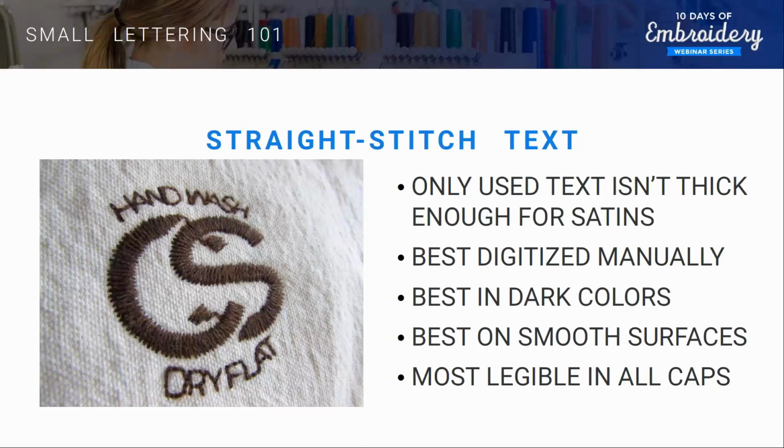Once again, best on smooth surfaces. If your surface has too much grain, and I'm not talking about, here you can see this is actually a larger piece with very thick thread. The piece that's on the left is actually 12-weight thread, and it's incredibly thick and woolly.